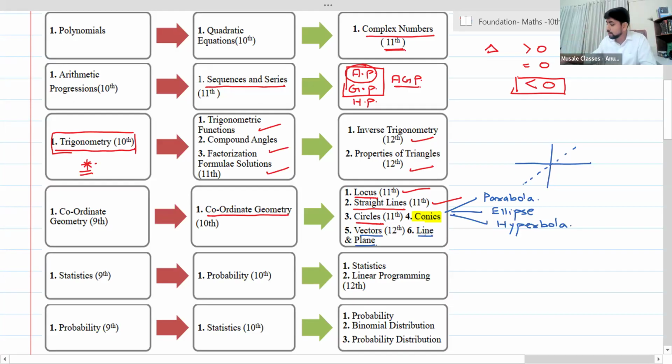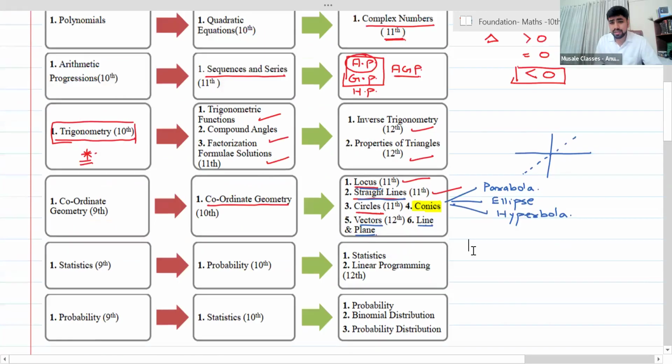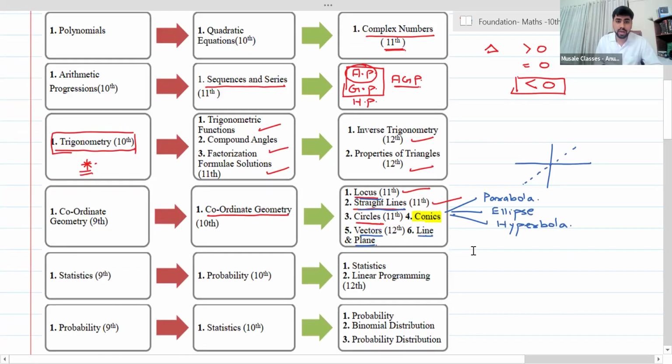Again, children, line and plane requires straight lines. It also requires locus. Line and plane are extremely important chapters for JEE. Extremely important. So yes, you have to study your coordinate geometry also very properly.